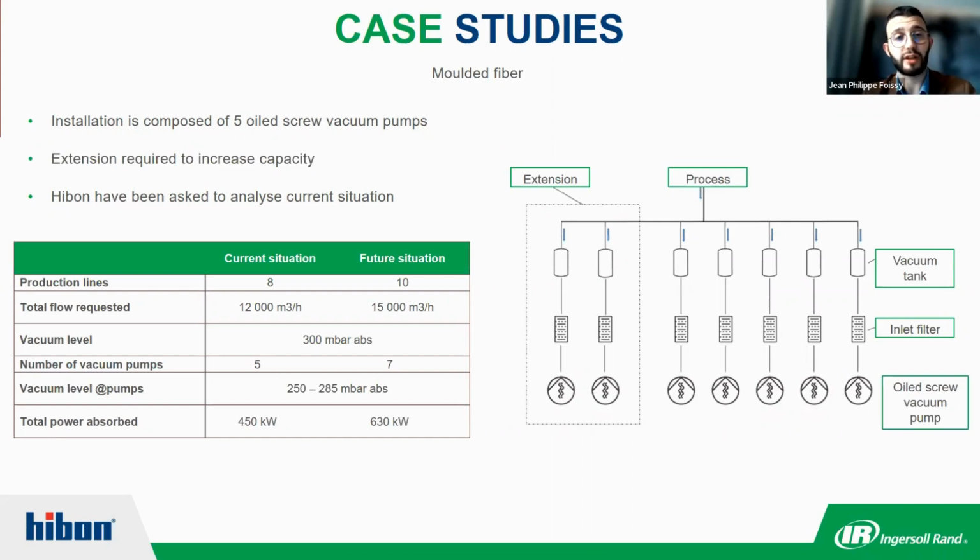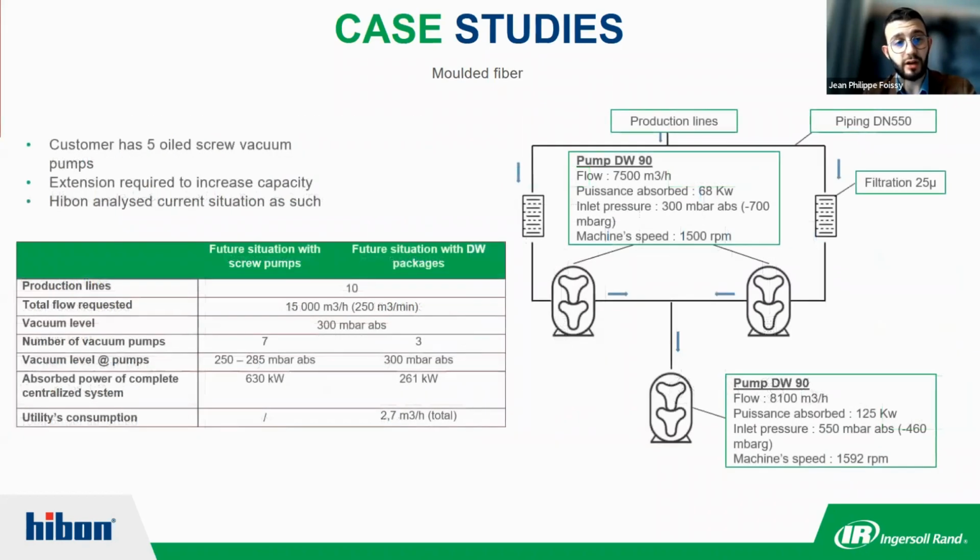So we completely declined. However, what it did is that we made some kind of case study with them, working on what we could do instead of that. What would be the best solution from our point of view and experience and return of experience? Because molded fiber is something that we know very well. So we took the parameters, flow requested 15,000 cubic meter per hour, vacuum level 300 millibar absolute, so minus 700 millibar gauge.